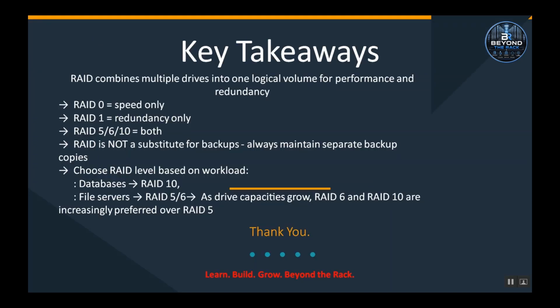Let's see what are the key takeaways. RAID combines multiple drives into one logical volume for performance and redundancy. RAID 0 speed only, RAID 1 redundancy only, RAID 5, 6 and 10 speed plus redundancy. RAID is not a substitute for backups. Always maintain separate backup copies. Choose the RAID level based on workloads. Databases: RAID 10, file servers: RAID 5 or RAID 6. As drive capacities grow, RAID 6 and RAID 10 are increasingly preferred over RAID 5.